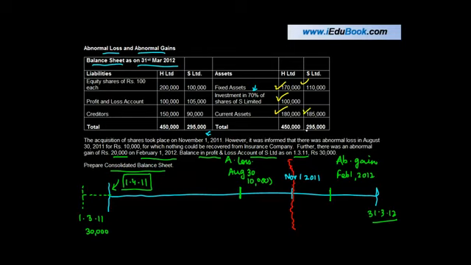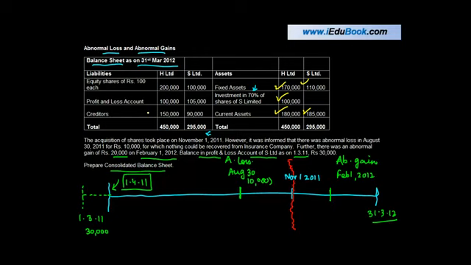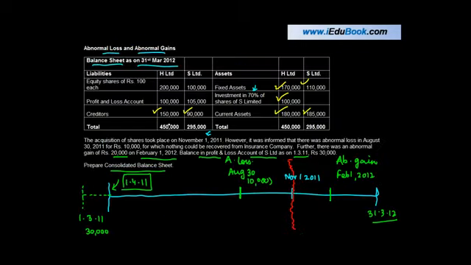Then current assets 180 and 185. Under non-current assets, current assets, H is 180, S is 185, total 365. Right? So we're done with the asset side. On the liability side, you have creditors 150 and 90. So you'll have trade liabilities. This comes under current liabilities. H 150 and S 90.